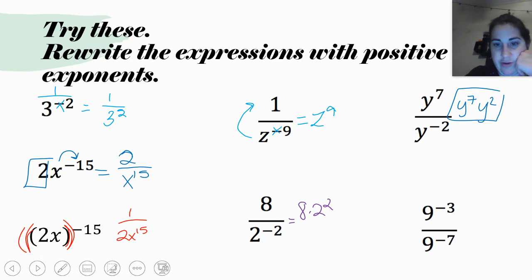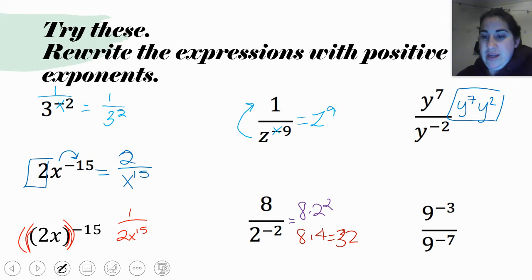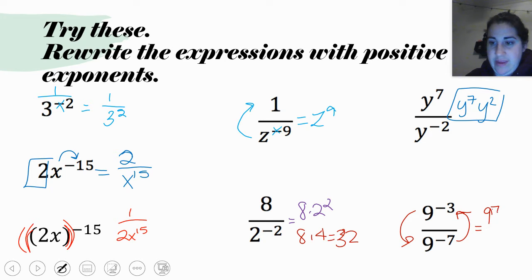And then you could go further and say, hey, 2 squared is 4, so I have 8 times 4, which gives me 32. So if we weren't to evaluate these, which we don't have to. Okay, and then finally here, we have a negative on top, so this is just going to go down to the bottom, and this one's going to go to the top, so we're just flip-flopping them. So we're going to write this as 9 to the 7th over 9 to the 3rd.